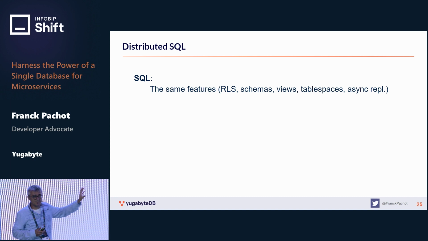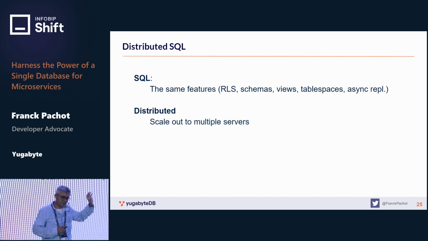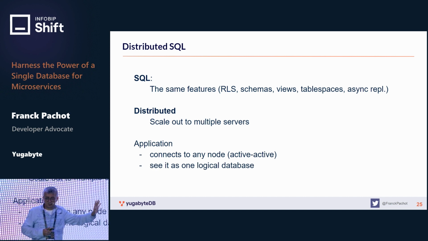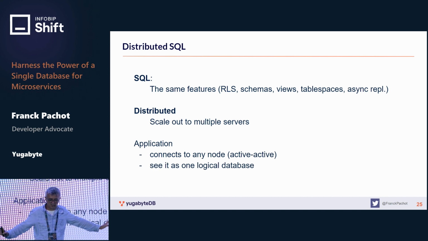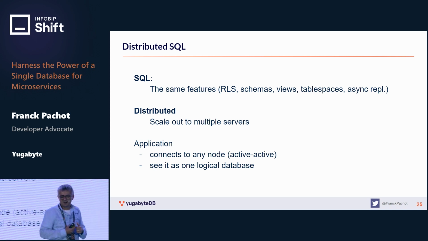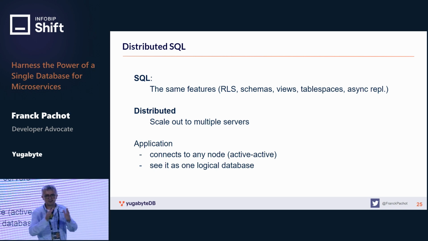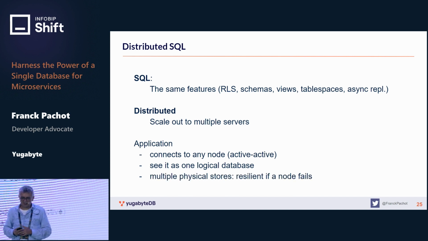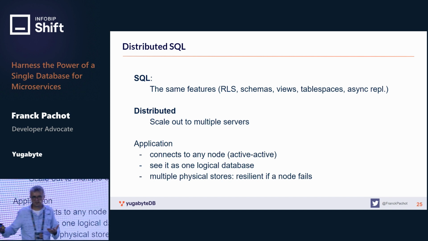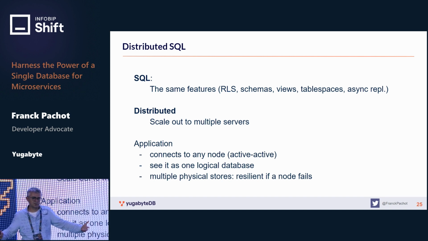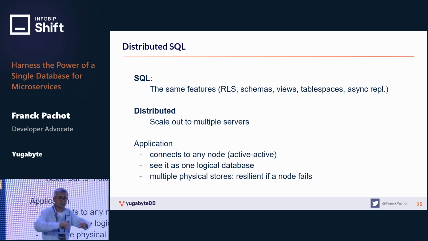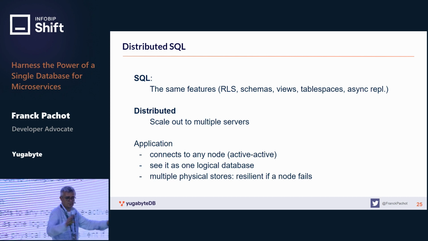So you have the same SQL features, but because it is distributed, the application can connect to any node. All nodes are active. They see a single logical database with the SQL features to isolate logically, but they run on different nodes that can be even on different regions. And also, this is resilient because it distributes, but it also replicates.